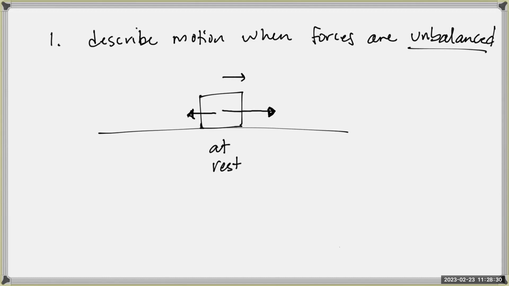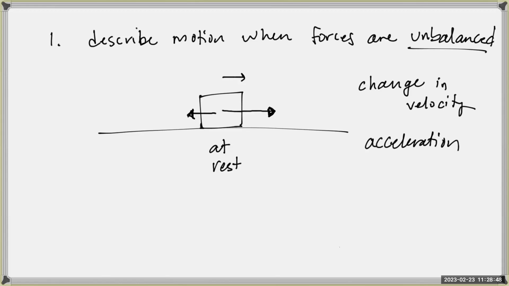What happens is the box is going to change its velocity. It was at rest and then it begins to move. So that's what's going on. The motion is going to experience a change in velocity. And the word for this we use is acceleration. So the box will accelerate when the forces are unbalanced, and any object that experiences unbalanced forces will accelerate.